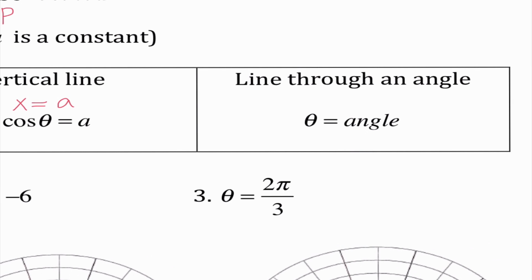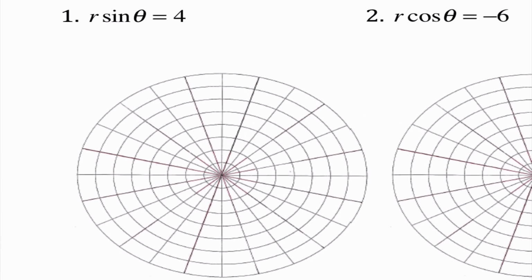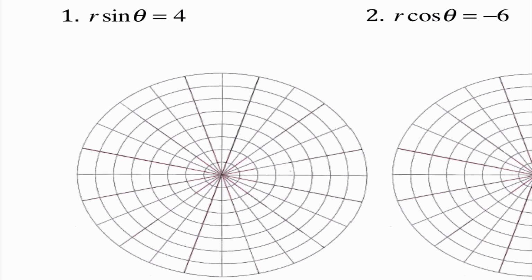And we actually saw some of these last lecture when we were trying to convert things from polar to rectangular and back and forth. So let's go ahead and go through these. R sine theta equals 4. So I'm just going to write y equals 4 just to remind me that that is a horizontal line. So I'm going to go up 1, 2, 3, 4. And I'm just going to draw a horizontal line.